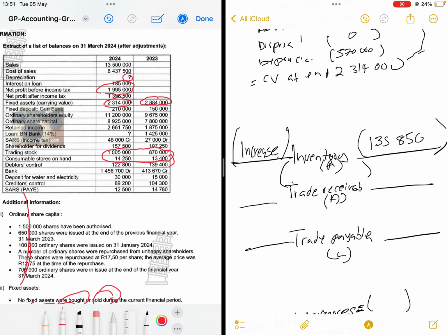135,850. So you show the calculation: 1,019,250 minus 883,400. So definitely it will be my 5 marks, that one.